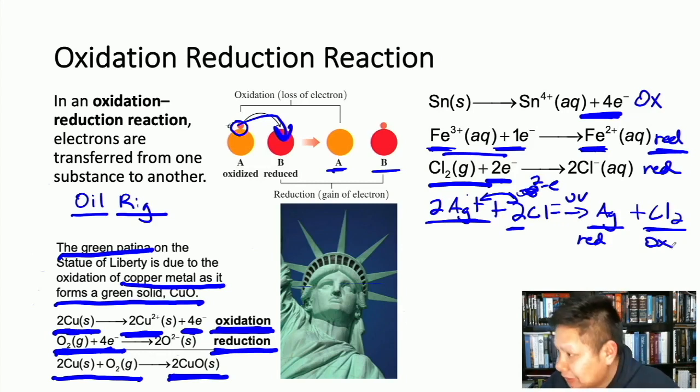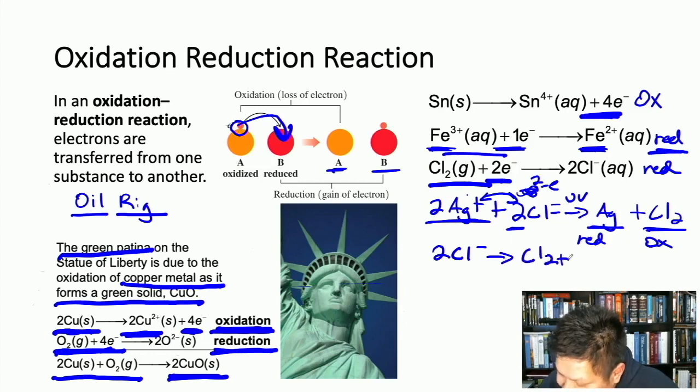We can break this up into 2 half reactions now, just to make it more clear. We had 2 chloride ions, and they broke down, getting oxidized into chlorine gas plus 2 electrons, right? So that's why it's an oxidation reaction.